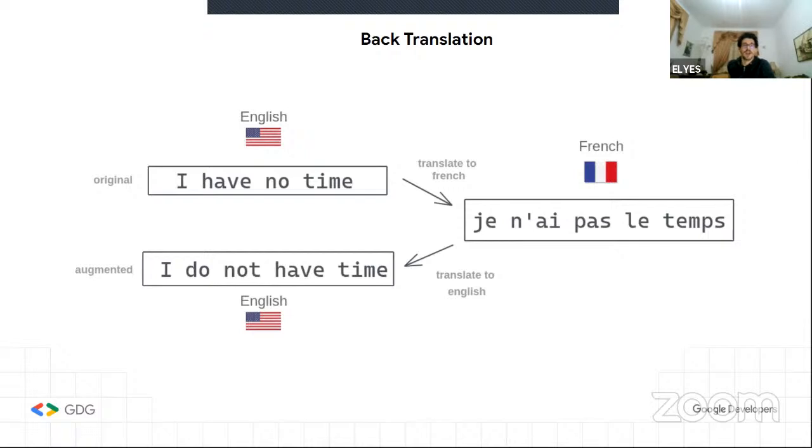And you see that "I have no time" and "I do not have time" are different sentences, but they have the same meaning. So this might be a good idea if you are working on languages that are still popular, and if you work on translation, you can use this for many languages and try to get really high quality sentences to augment. However, it's also luck-based, because many times the same sentence comes back the same. So it's luck-based for this one.